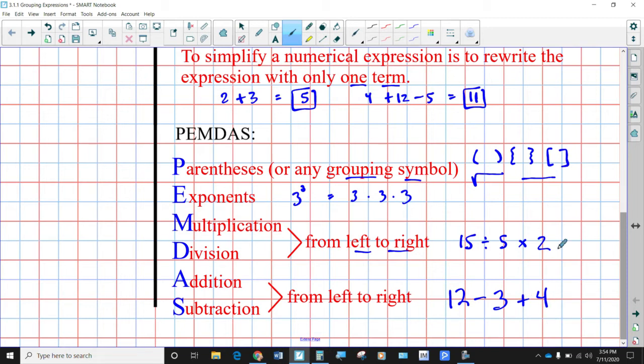Later on, probably in this chapter, I'm going to show you how rather than having subtraction in here, we can rewrite this as 12 plus a negative 3 plus 4. And if you rewrite this as only an addition problem, then you'll see that you can actually add them in any order that you want. So you could say 4 plus negative 3 is 1, and 1 plus 12 is 13 also.